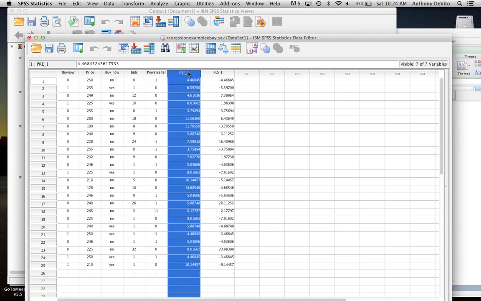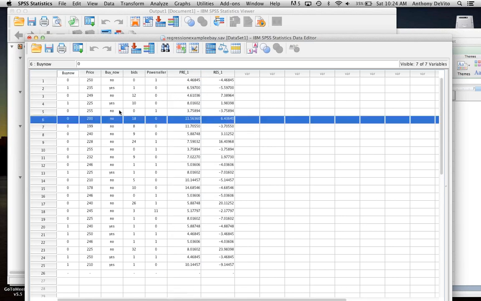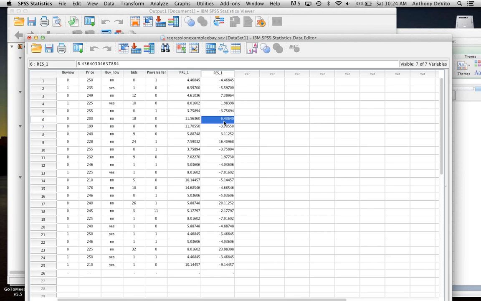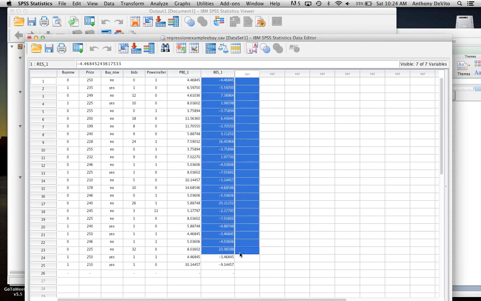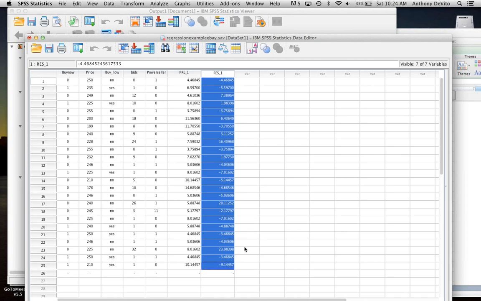But when I come back, it gives me all of these different values, including the one for 200, where, as we predicted, our residual value was 6.4. The difference is 6.4 bids. Okay, now one of the things we're always concerned about is whether these residual values are normally distributed.